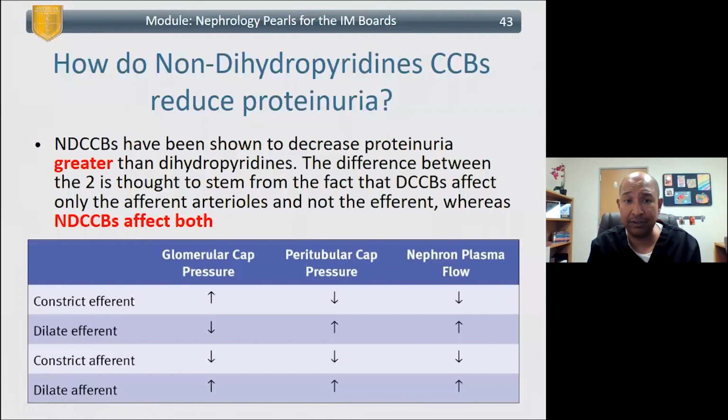Now, calcium channel blockers, dihydropyridines, they mainly work on the afferent. So if it's going to work on the afferent, what's it going to do to reduce protein? Well, it's going to constrict the afferent, because if you constrict it, it's going to decrease dumping protein into the urine, but non-dihydros work both on the afferents and the efferents. So not only are the non-dihydros, things like verapamil and diltiazem, going to constrict the afferent, they dilate the efferent. So therefore, you decrease the GFR, and you're not going to spill as much protein in the urine.